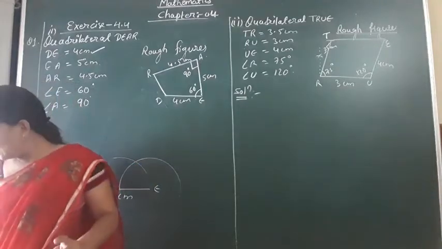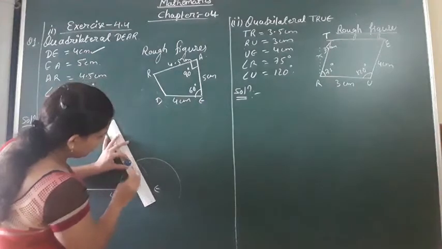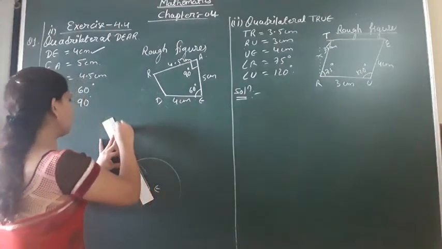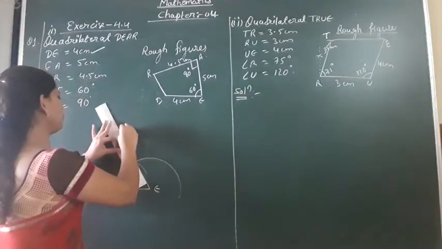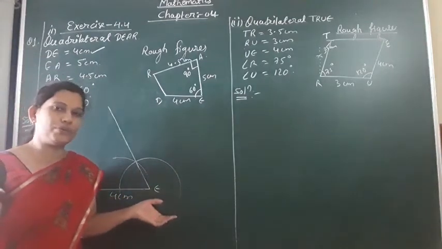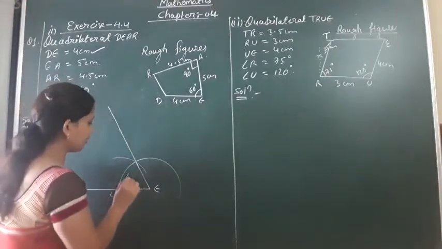Now, with the help of your scale, draw one straight line and produce it. Clear up to here? 60 degrees, everybody knows how to draw. We have drawn 60 degrees many times. So this is the 60 degree angle we have drawn.